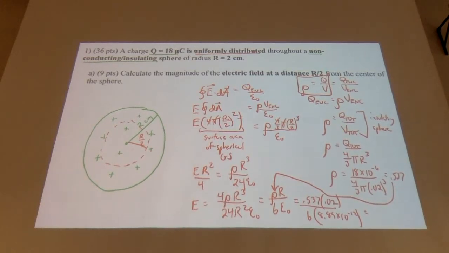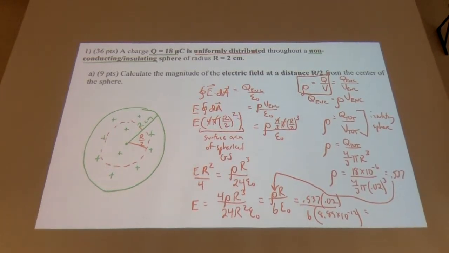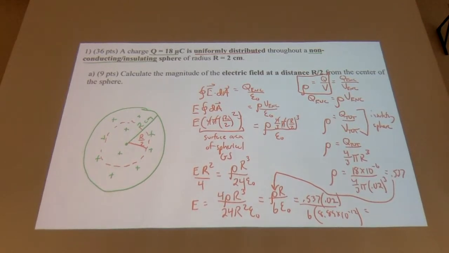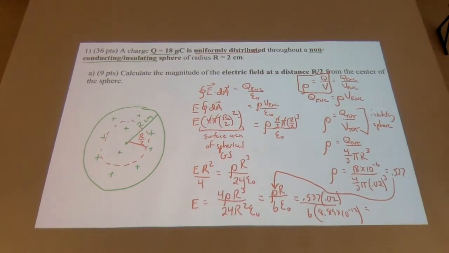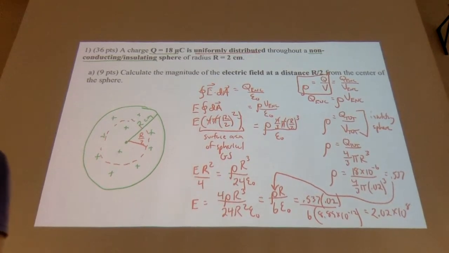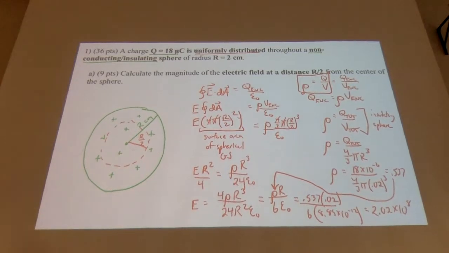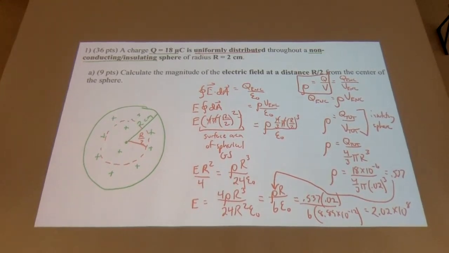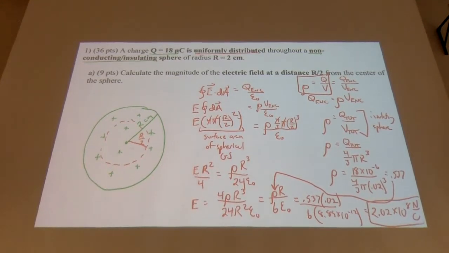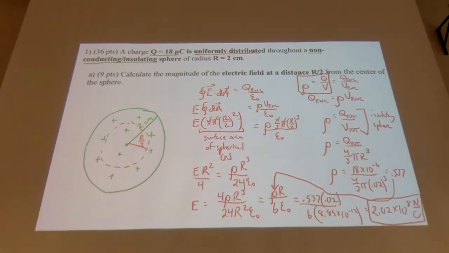8th or 6th? Which one? 2.02 times 10 to the 8th. I do have that. Good. And what are the units for electric field? Newtons per coulomb. Good. That is our answer for part A.